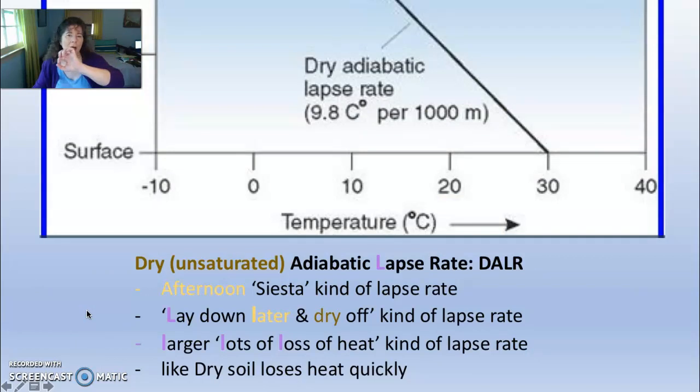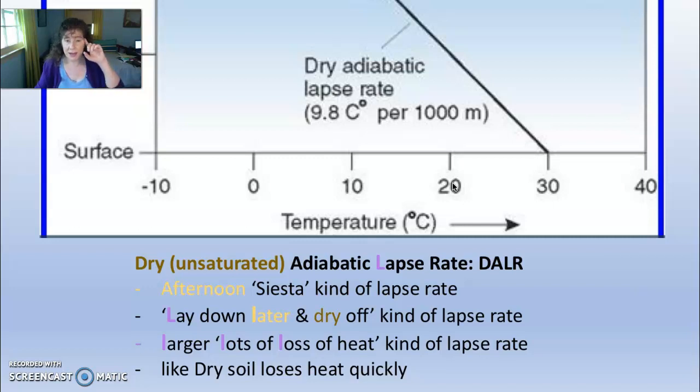That adiabatic lapse rate is a dry adiabatic lapse rate that lapses and declines in temperature by about 10 degrees Celsius per 1,000 meters. Let me explain it to you. If you start at the surface at 30 degrees Celsius, when you go up 1,000 meters, you will be at 20 degrees Celsius because the dry adiabatic lapse rate lapses at 10 degrees Celsius per 1,000 meters.